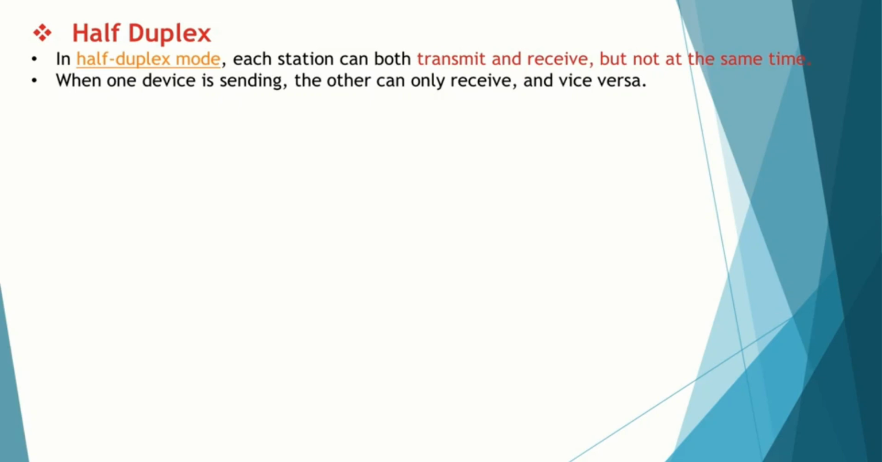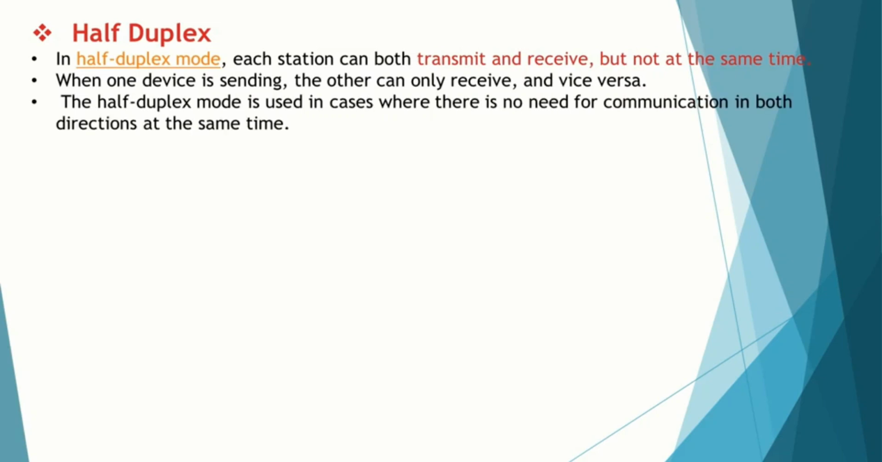This mode of communication is used in cases where there is no need for communication in both directions at the same time. So in such a scenario, we can use the half duplex mode. The half duplex mode can be demonstrated with the help of this diagram.